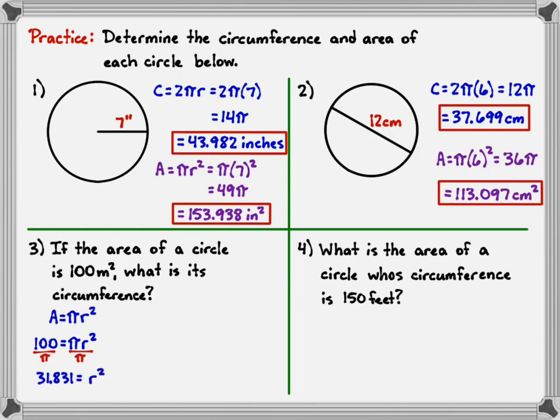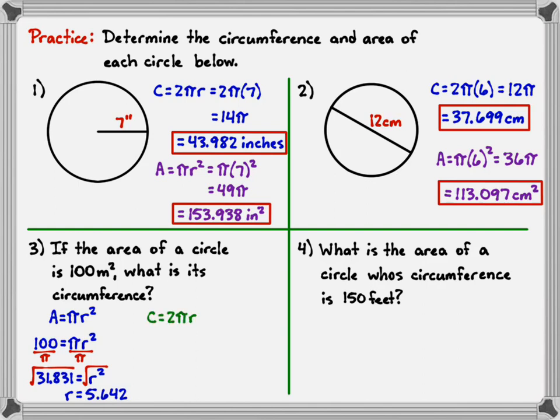And we'll end up with 31.831, just typing in 100 divided by pi in your calculator. And then to get r by itself, we're going to square root both sides. Now remember, when we square root, we always get 2 answers. But in this case, because we're talking about the length of an object, how far it is from one point to another, that length can't be negative. So we're going to ignore the negative version of this and just focus on the positive. So the radius is 5.642.